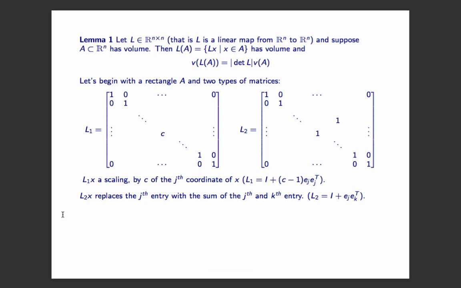L2 times x, again if I think of L2 specifically as a linear mapping, essentially replaces the jth entry with the sum of the jth and kth entry of x. So L2 times x leaves x alone except in the jth entry I'm going to get the sum of the jth and kth entry, where j comma k is the entry where that extra 1 has been placed. So this right here would be the jk entry.